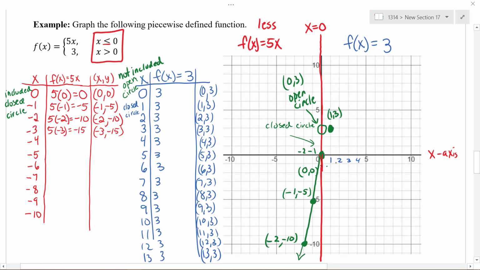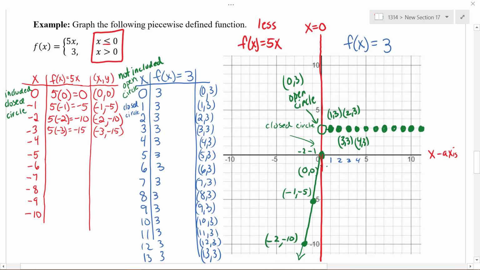The next point is 2, 3. 3, 3. 4, 3. So you start to see a little bit of a trend here, right? All of these points that we're plotting from here on out are all at that same exact y level. 10, 3. 11, 3. Now, I could keep going 12, 3, 13, 3, but I fall off my graph.